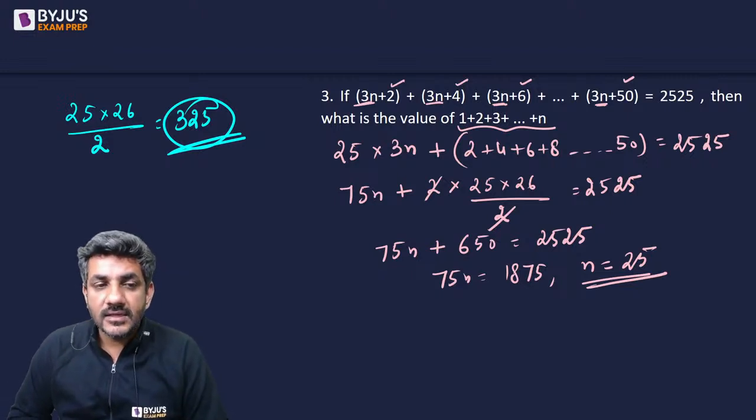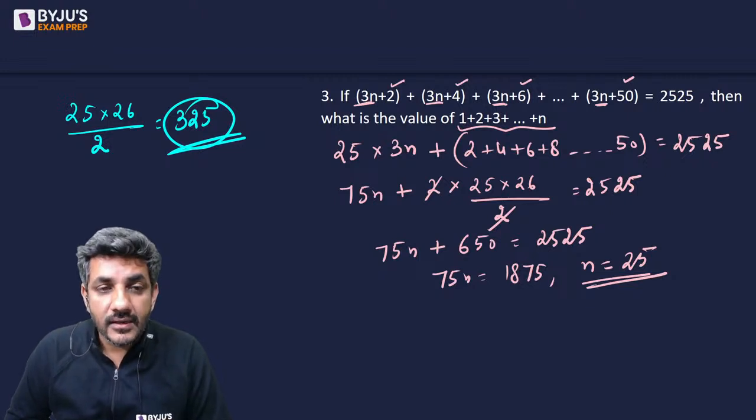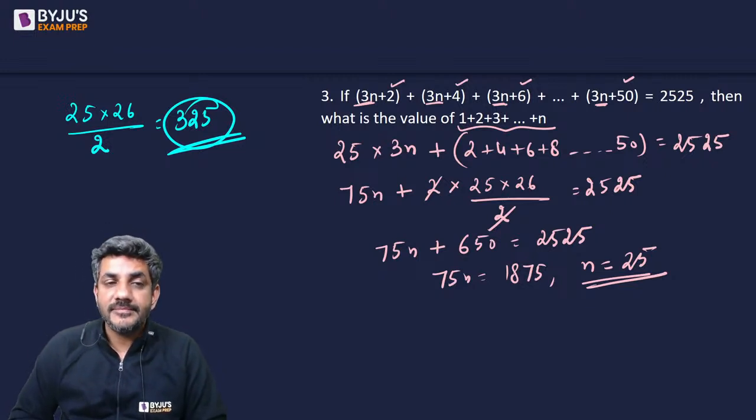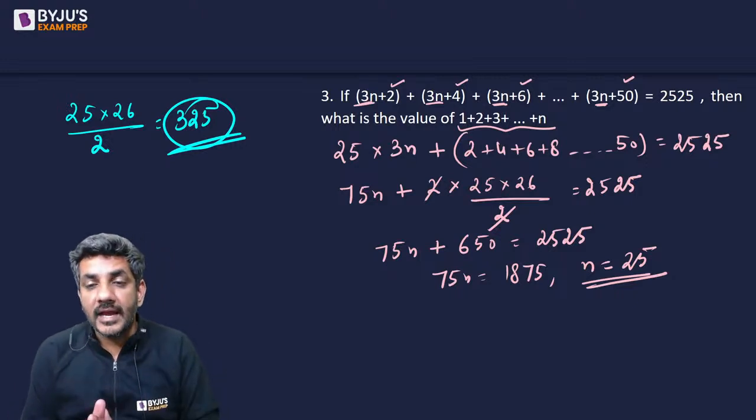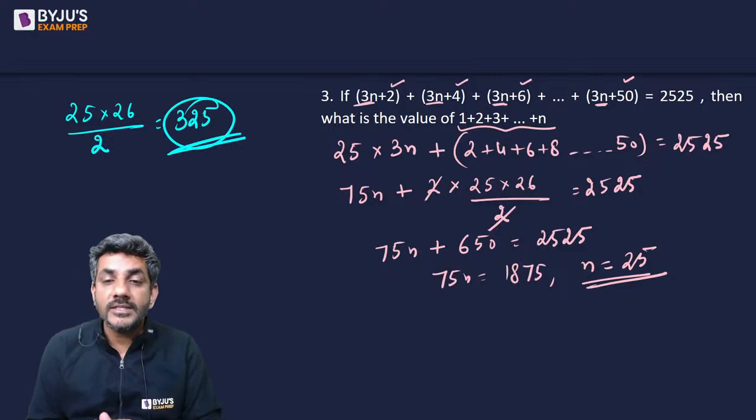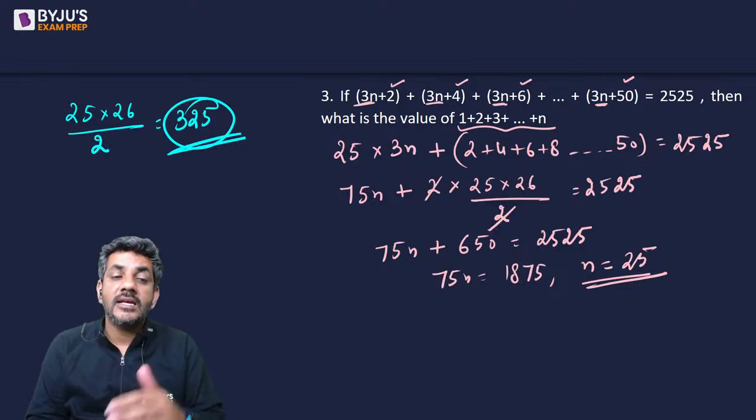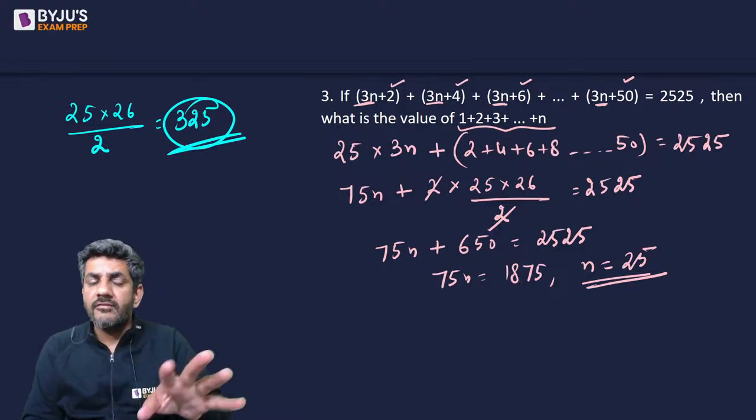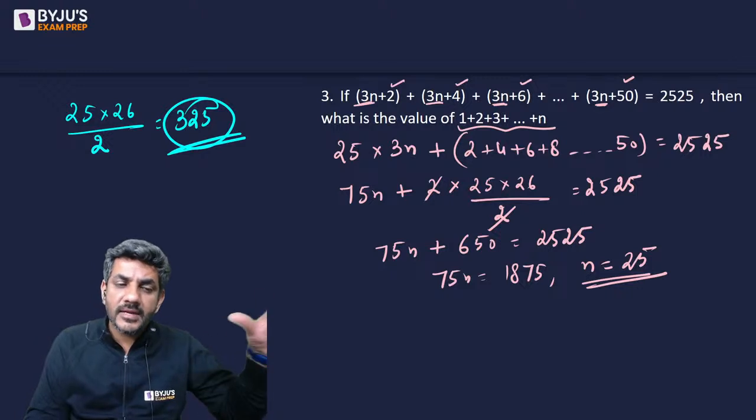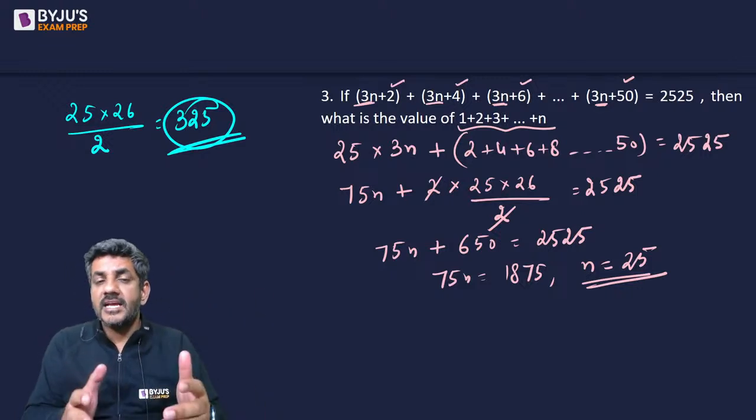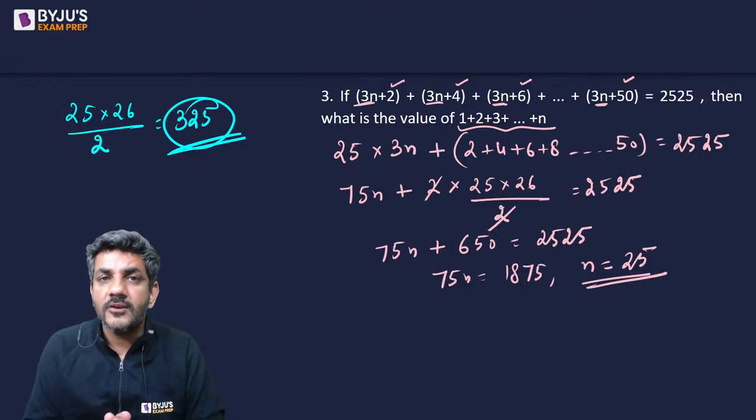The correct answer is 325. And as I have said before as well, these are exactly the type of questions that CAT would be asking you. We have taken these questions exactly from CAT standard itself. So you can expect exactly the same kind of question in your exam as well.